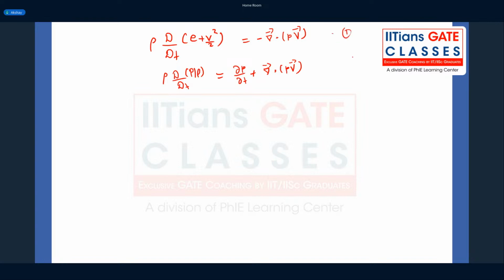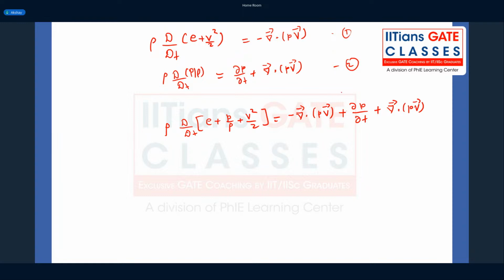So now if I add equation 1 plus equation 2, what happens? Rho can be taken common, so that becomes d by dt of, this is differentiated with respect to time, this is also differentiated with respect to time, total derivative. So I can club them together, so that becomes E plus p by rho plus v square by 2, which is equal to minus divergence of pv plus dou p by dou t plus a divergence of pv. Now tell me, these two can be cancelled, right? So what am I left with? The right hand side is equal to dou p by dou t, right?